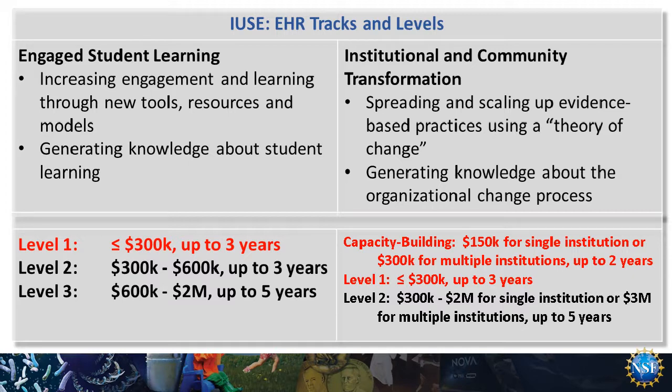We also have an avenue within this particular track called capacity building. Capacity building is really designed as an entry point into this particular track. And we'll talk a little bit more about what the capacity building proposals might look like in a few slides. But capacity building proposals can request up to $150,000 for a single institution or up to $300,000 for multiple institutions for a term of up to 2 years.